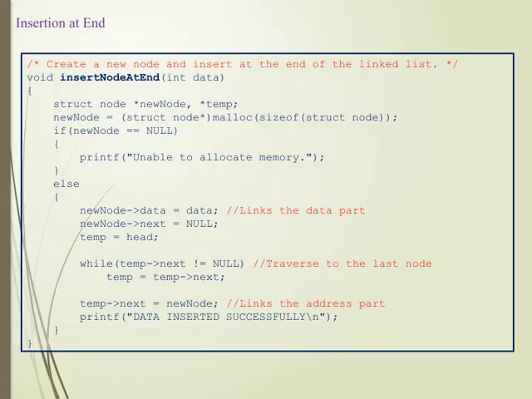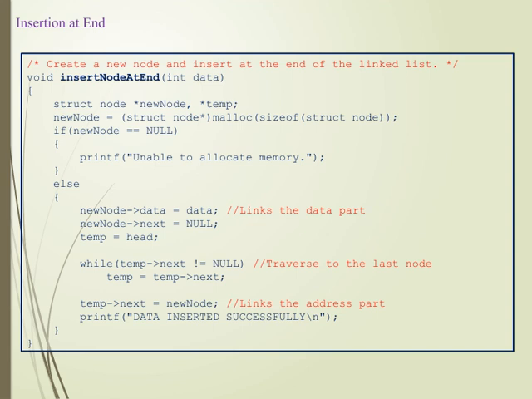In this slide, we're looking at the process of inserting a new node at the end of a linked list. The function we're examining is called insertNodeAtEnd, and it takes an integer data as input. First, we create a new node using malloc to allocate memory dynamically. It's important to check if the memory allocation was successful. If malloc returns null, we display an error message. If the memory is allocated successfully, we assign the input data to the new node's data part and set its next pointer to null, because this will be the last node in the list.